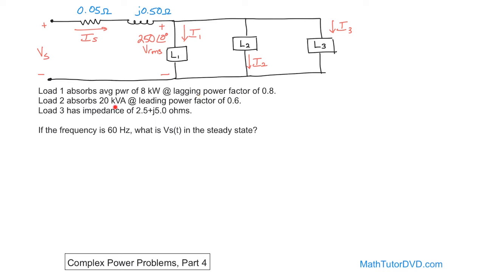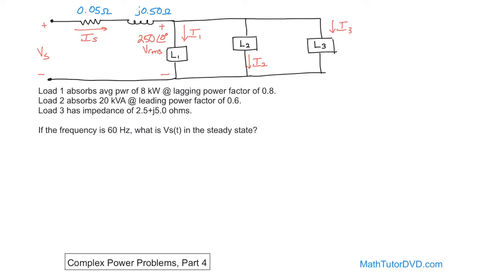Load 2 absorbs 20 kVA, so that's a little different than the real power. It's telling us the complex power, or the apparent power, the magnitude of the complex power. But it's also telling us the leading power factor of 0.6. All right, so we don't know what these loads are, but it gives us a lot of information about how much power it's absorbing and something about the power factor. Load 3, it just gives us the straight impedance, 2.5 plus j5.0 ohms. So we actually know what this impedance is.